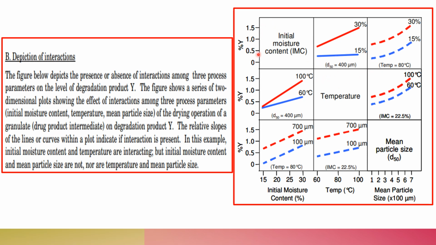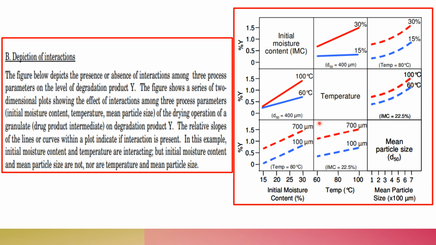So based on the experimentation, all these 2D plots are plotted. In this plot, what they are showing is that based on the slope, we can see there is an interaction between the initial percent moisture content and temperature. There is a relationship, a quadratic relationship, between the initial moisture content and temperature. Whereas between the particle size distribution and the moisture content, or temperature, there is no relation, there is no slope.